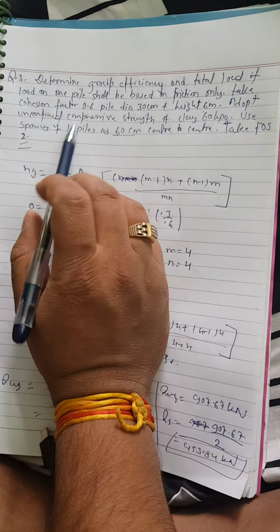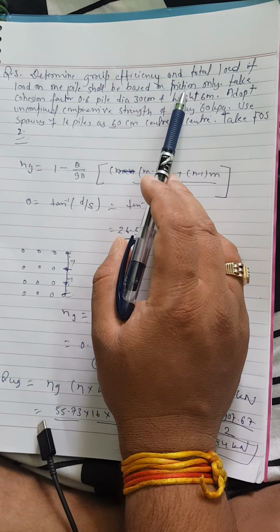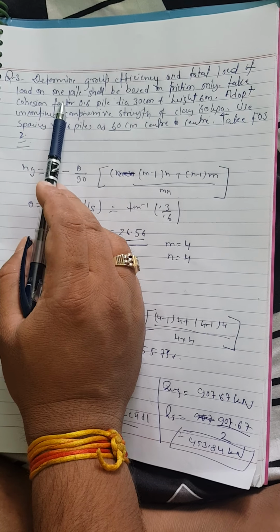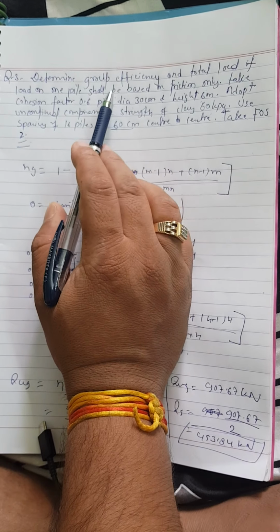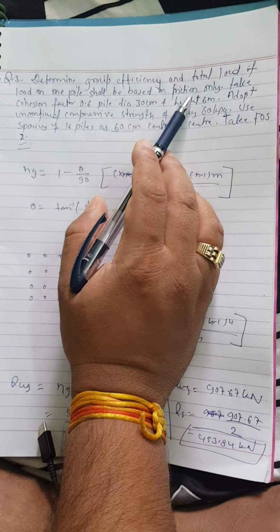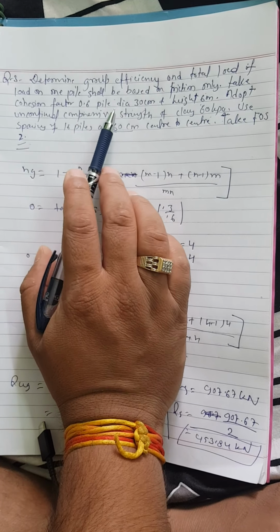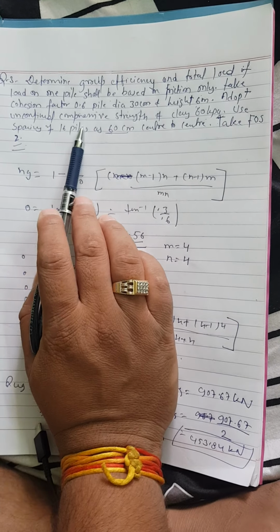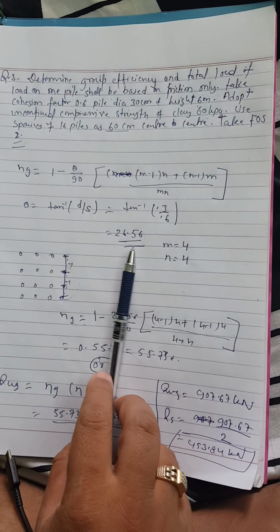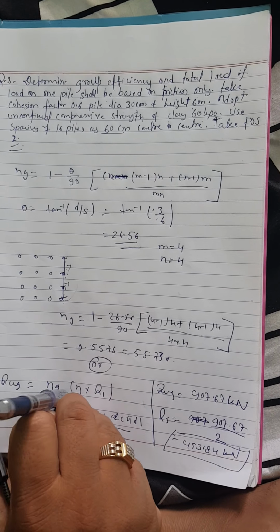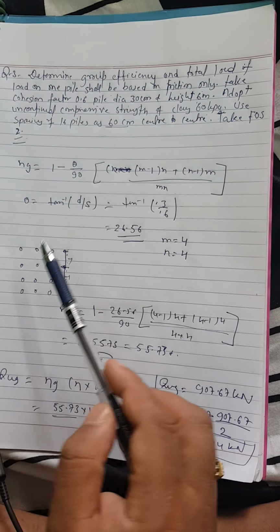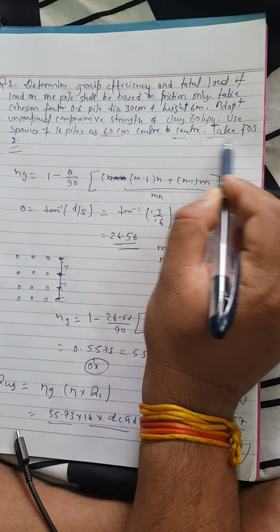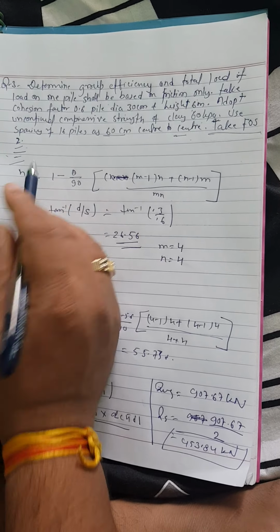Here determine group efficiency and total load on one pile, which shall be based on friction only. Take cohesion factor 0.6, pile diameter 30 cm and length 6 meter. Adopt unconfined compressive strength of clay 60 kilopascal. Use spacing of 16 piles as 16 cm center to center spacing. Take factor of safety equal to 3.